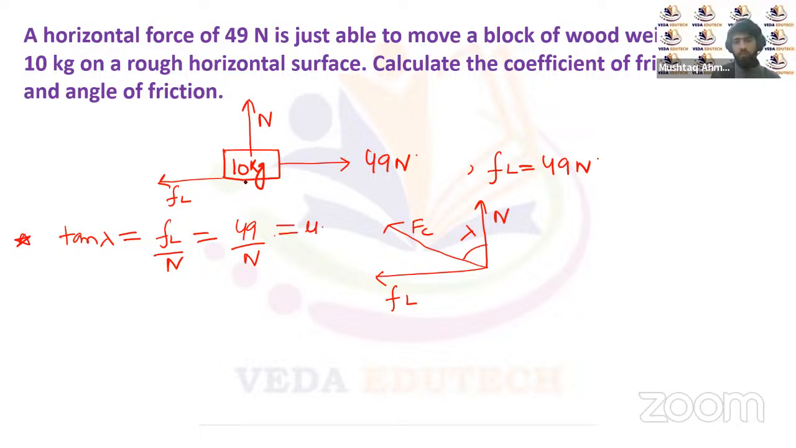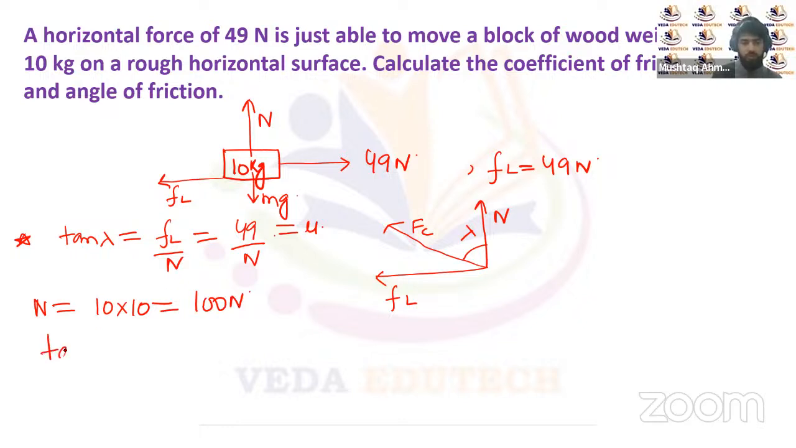Since there is no vertical motion at all, the block moves horizontally. Then the normal reaction force will be balanced by the weight of this block, that's mg. Or we can say that N will be equal to mg. M is given as 10, and the value of g will be taken as 10. So it will be 100 newtons, the normal reaction here.